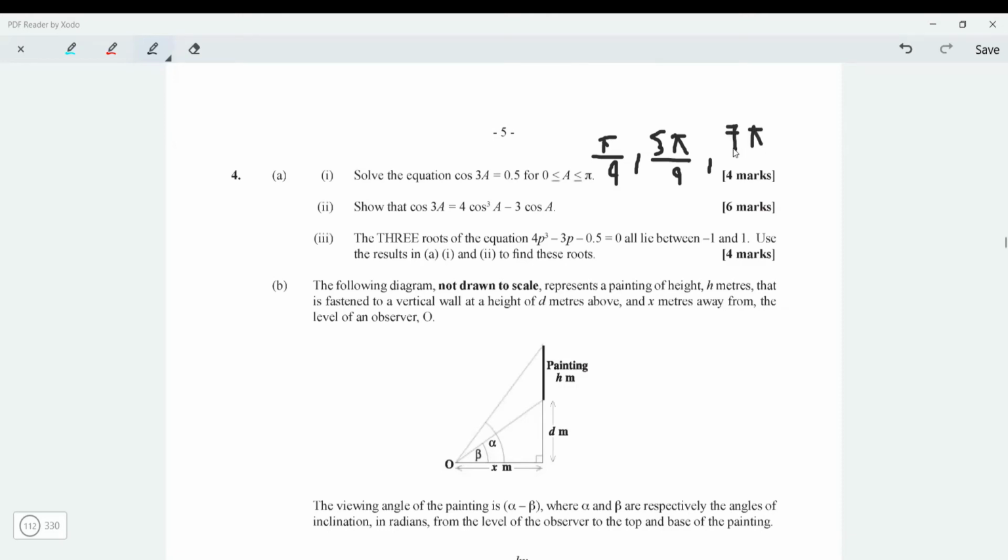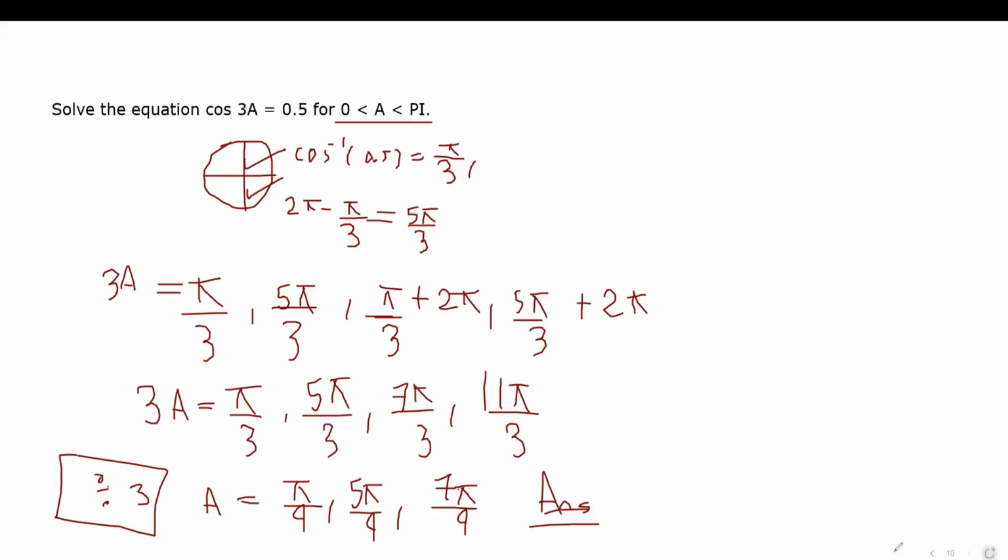Now, the next part of this question says we need to show that this is a trig identity. Show that cos 3a is 4 cos cube a minus 3 cos a. They love to ask this one in the exam.